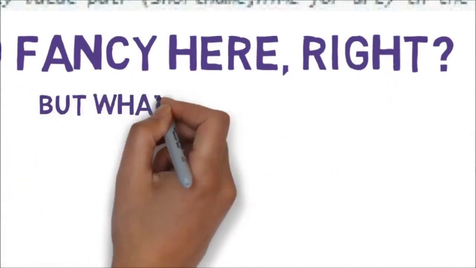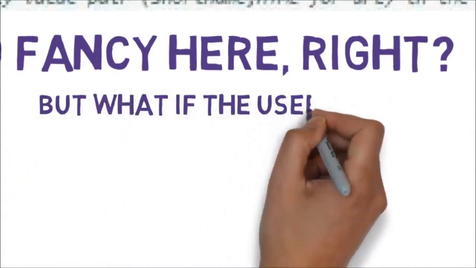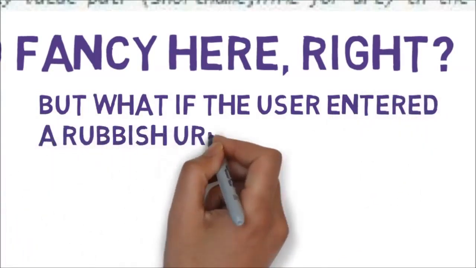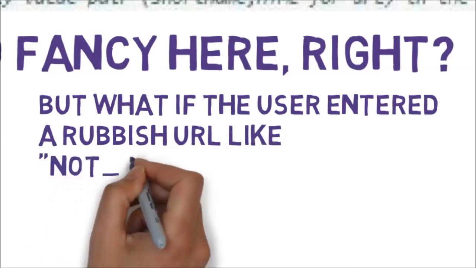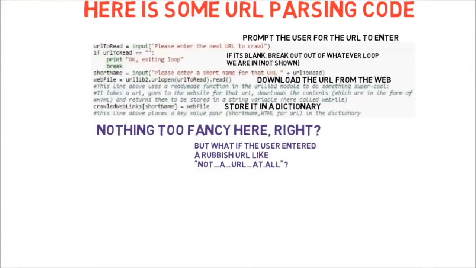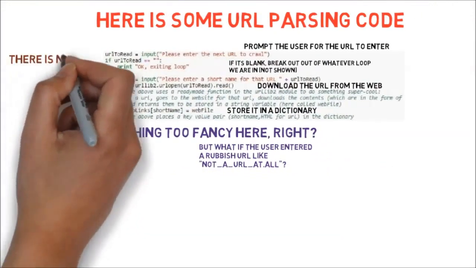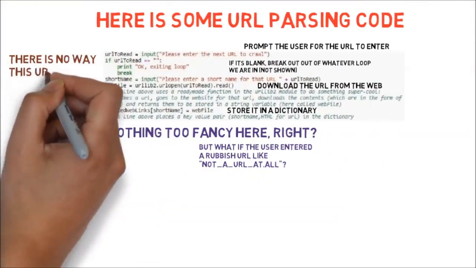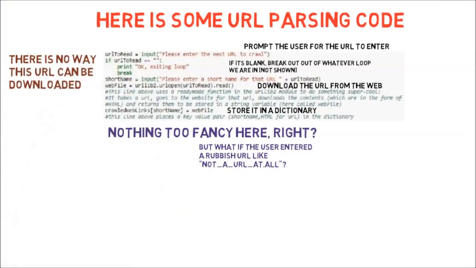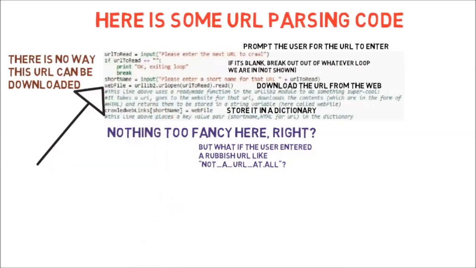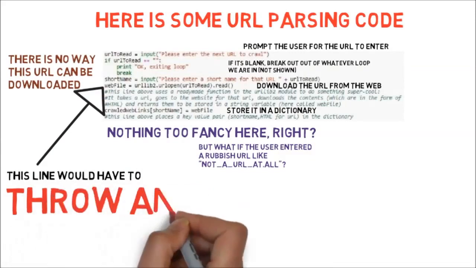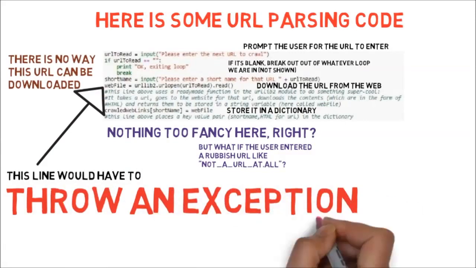Here's the catch. You are assuming here that the user is going to enter a valid URL. But what if the user entered a rubbish URL? Something like "not a URL at all". This will happen more often than you think. There might be a typo or a spelling error, and they might enter a URL that doesn't exist at all. There's no way this URL can be downloaded. So this particular line where you're telling the program to hit the URL and download it will throw an exception.